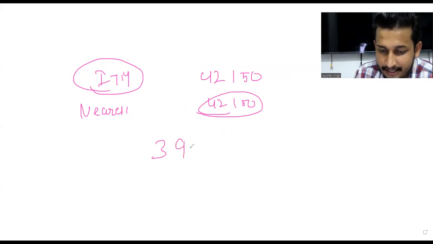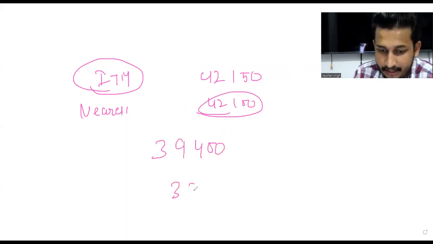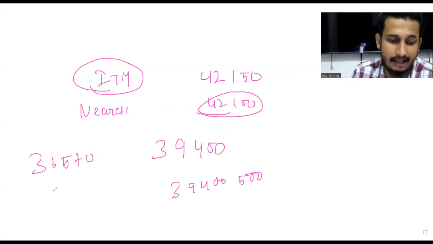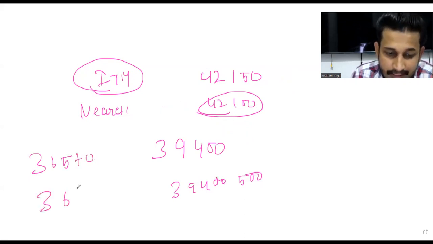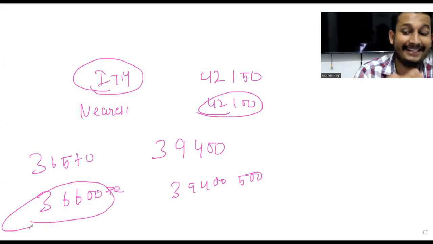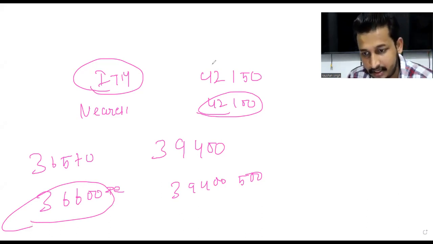If bank nifty is at 39,400 and if I have to buy put options, I should be going for 39,400 or 39,500. If bank nifty is at 36,570, I want to buy a put option, I should be going for 36,600 P. We should always buy the nearest in the money. Okay, we always need the nearest in the money.